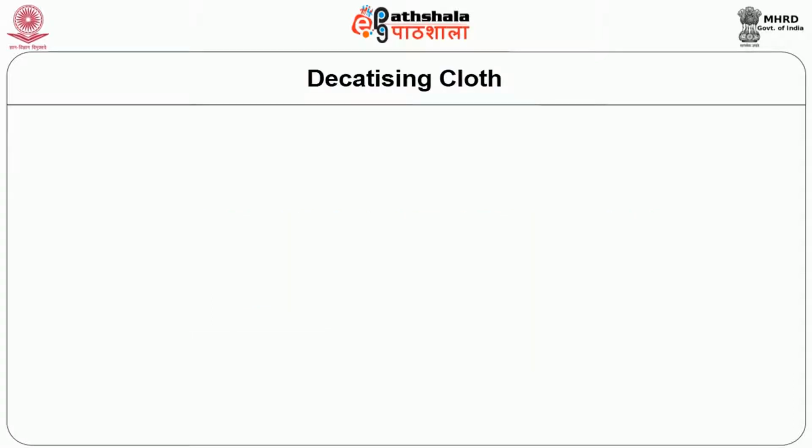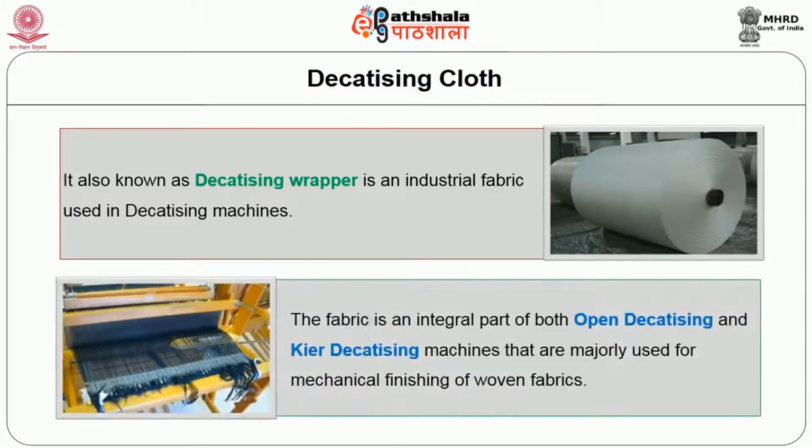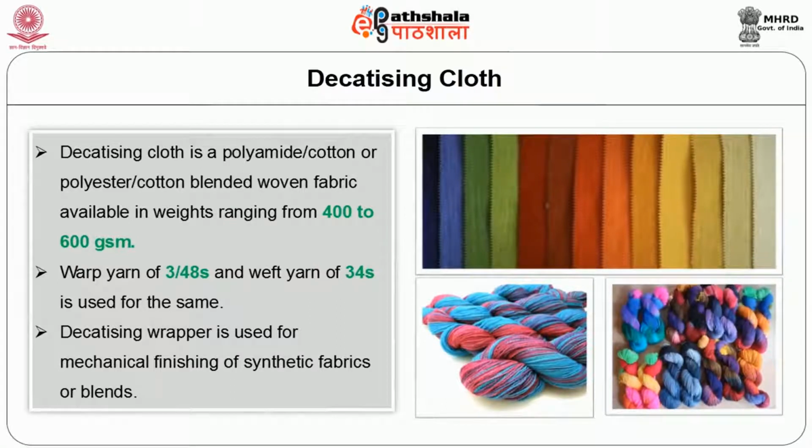First, we shall be seeing about the decatting cloth. This is also known as decatting wipers in an industrial fabric. It is used for decatting machines. The fabric is an integral part of open decatting and tear decatting machines that are majorly used for mechanical finishes of woven fabric. This cloth is made out of polyamides, cottons or polyester cotton blended fabrics.